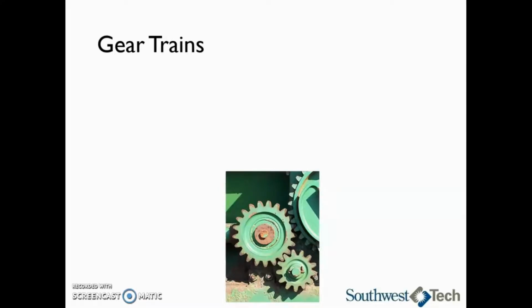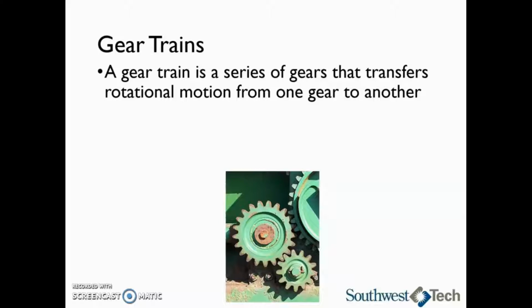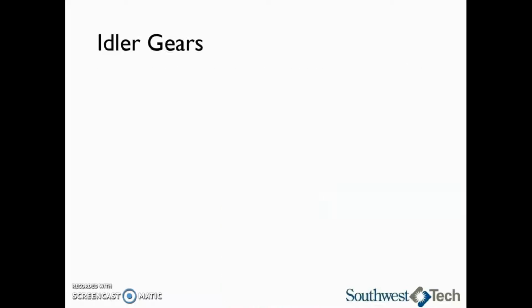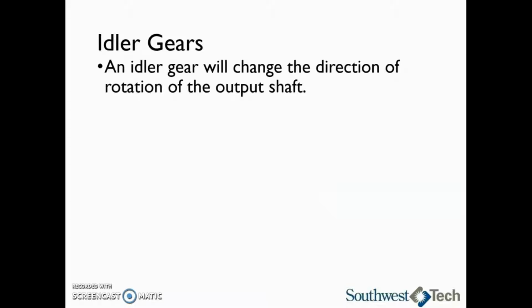Our 8th lecture video on rotational motion will cover gear trains and idler gears. A gear train is a series of gears that transfer rotational motion from one gear to another. An intermediate gear that does not drive a shaft to perform any work is called an idler gear. The addition of each idler gear reverses the direction of rotation of the final gear in the gear train.